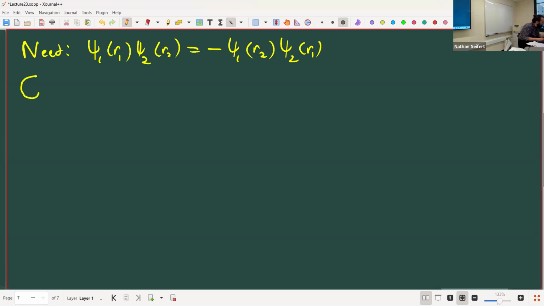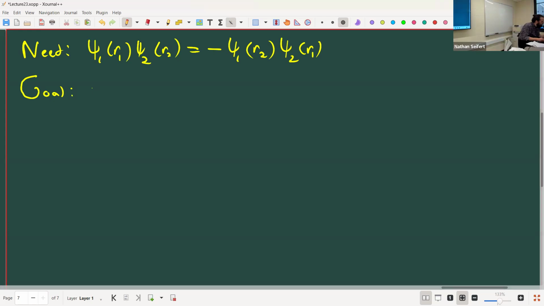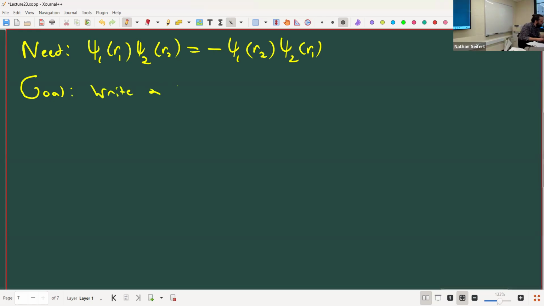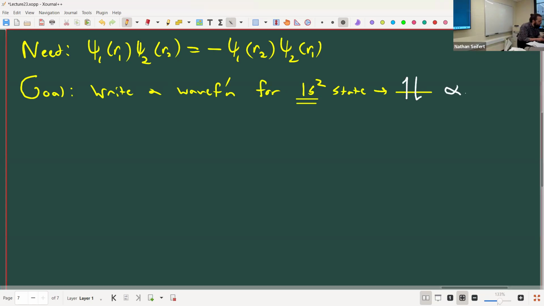Remember, our goal here is to write a wave function for the 1s2 state. And we know what the electron configuration for that is. It's spin up, spin down. So we know that it's going to be something that looks like alpha beta. It has to be. All right, so a couple of these choices are not going to work for us because they don't represent the right system. These are the first choices, so 4 choices.